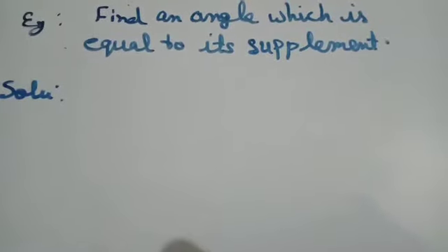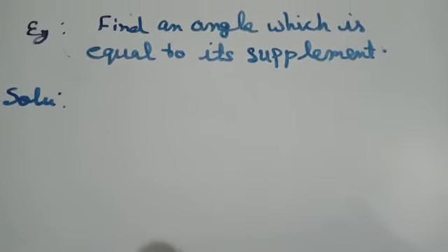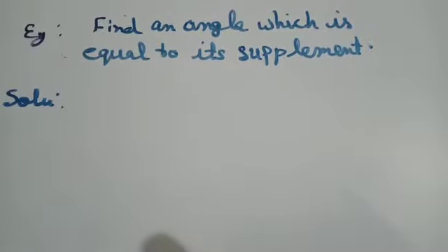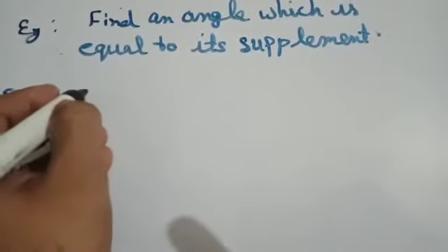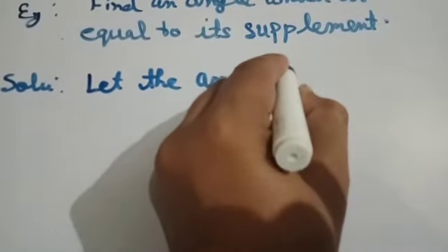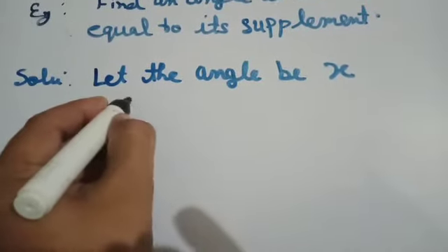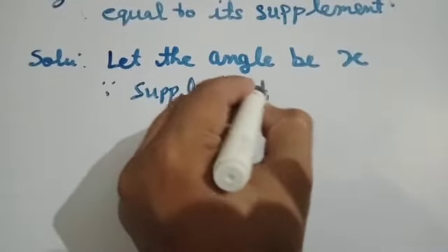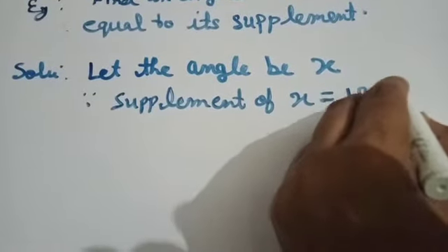So student, the next example: find an angle which is equal to its supplement. You know for supplementary angles, the sum of two angles is equal to 180 degree. So in this type of question, you consider the first angle to be X. Let the angle be X. Since the supplement of X is 180 degree minus X.